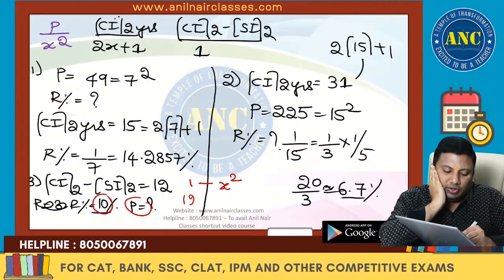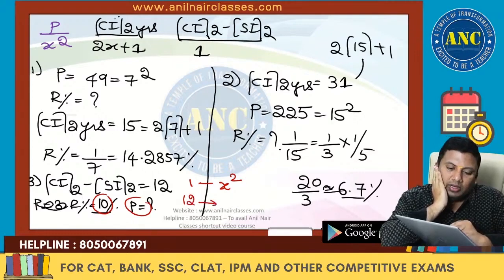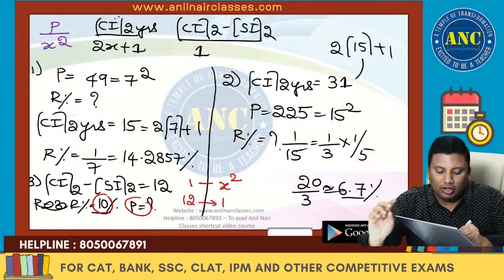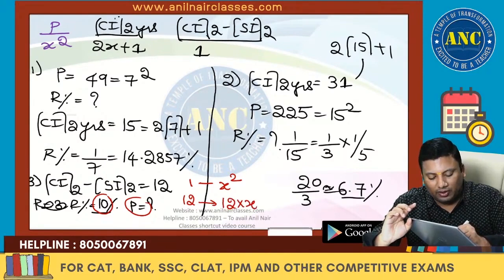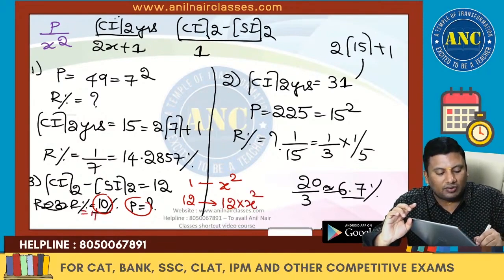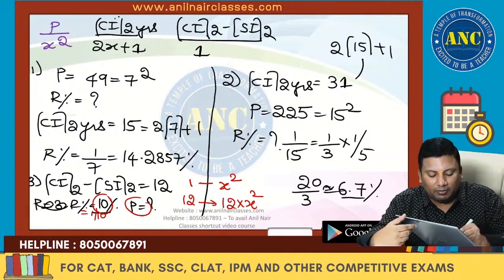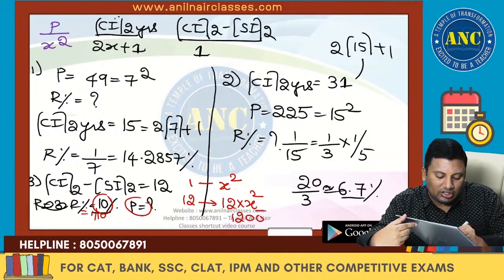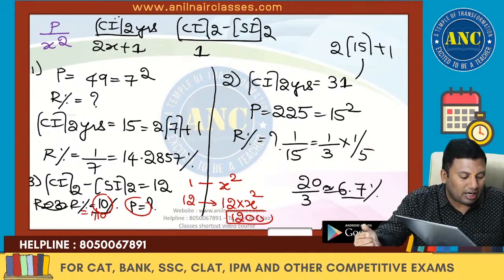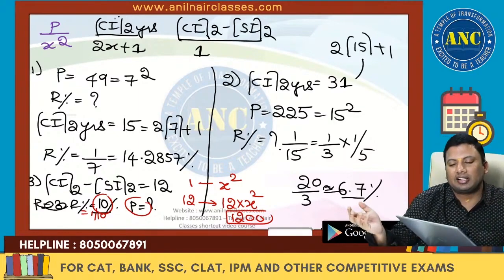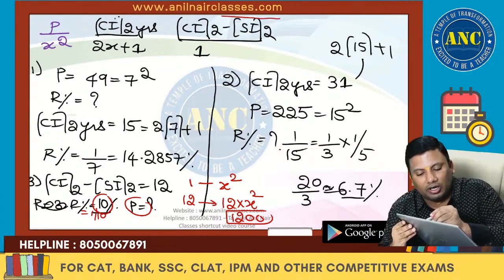But it is 12. How much is it? This is nothing but 12 into x square. What is the x value? 10 percentage is 1 by 10. 12 into 100 is 1200. Idea is clear? Very, very important point.